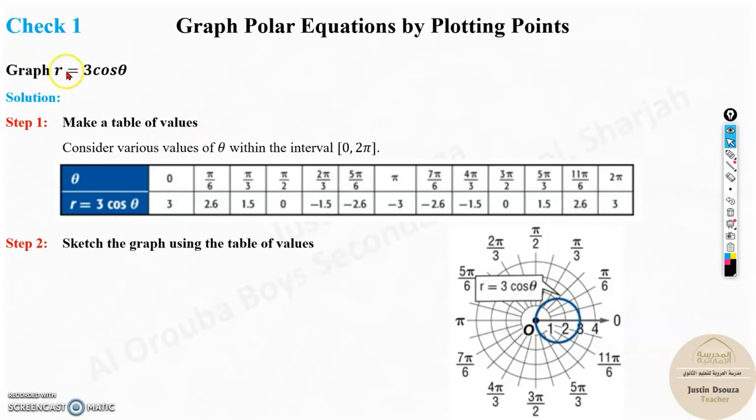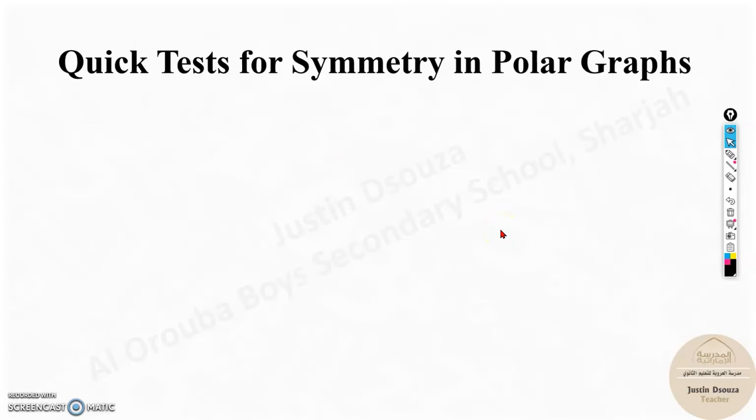Nothing much. It just depends on the equation, and then make some table of values, consider some values of theta and then graph it up. Now we will learn about the symmetry in polar graphs.